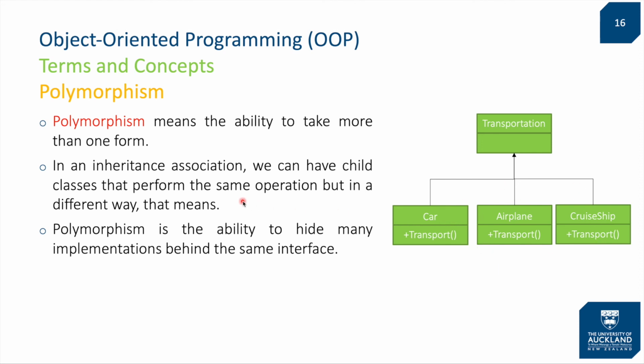In an inheritance association, we basically can have child classes that perform the same operation, but they implement it in a different way. And polymorphism is the ability to hide these different implementations behind the same interface. So it means that different objects can take different shapes.